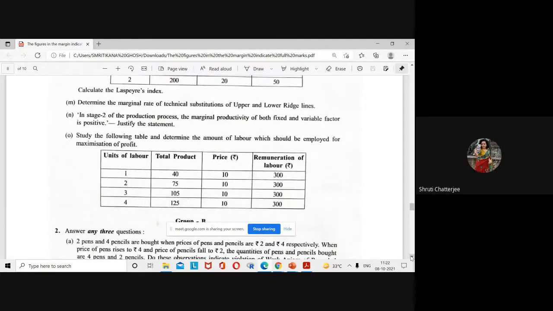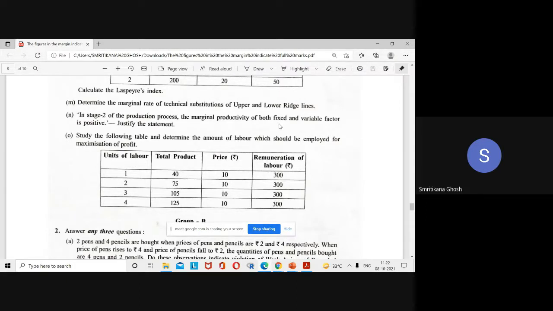Ma'am, can you please repeat the answer of N? I didn't get that. Yes. In stage 2 of the production process, the marginal productivity of both fixed... What is the fixed factor? Capital. Now, as stage 2 production process means the short run, in the short run, capital is fixed. So marginal productivity of the fixed factor is zero.